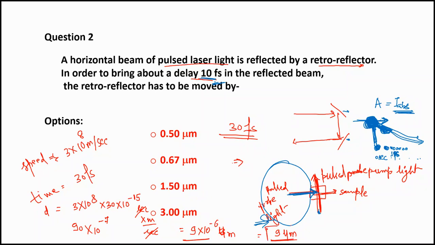So what was your answer, Adrija? It was 9 micrometer only. But what I told you initially was that you have to take this entire time into account, so we have to move the retro reflector by half of this distance. So our answer will not be 9 micrometer, it will be 4.5 micrometer. Just half of it. Got the answer?